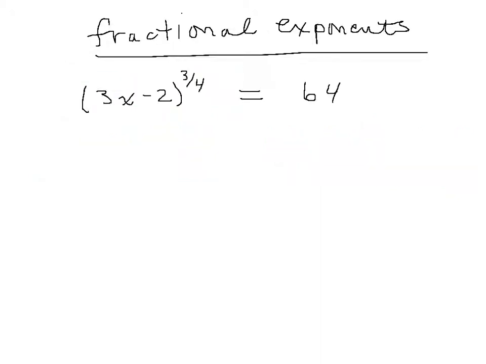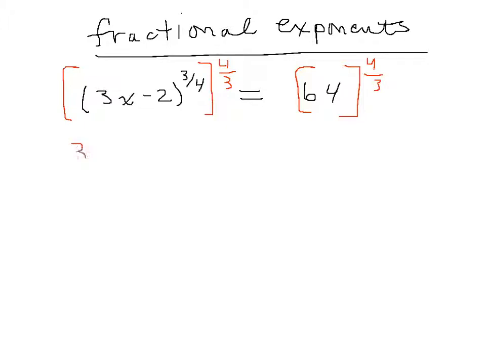All right, so in this particular problem, what we have is an equation in which the variable is being raised to a fractional exponent. And as always, we want to get rid of those exponents. So the simplest way to do that is to raise each side to what power? What power will make that exponent be 1? Well, 4/3.